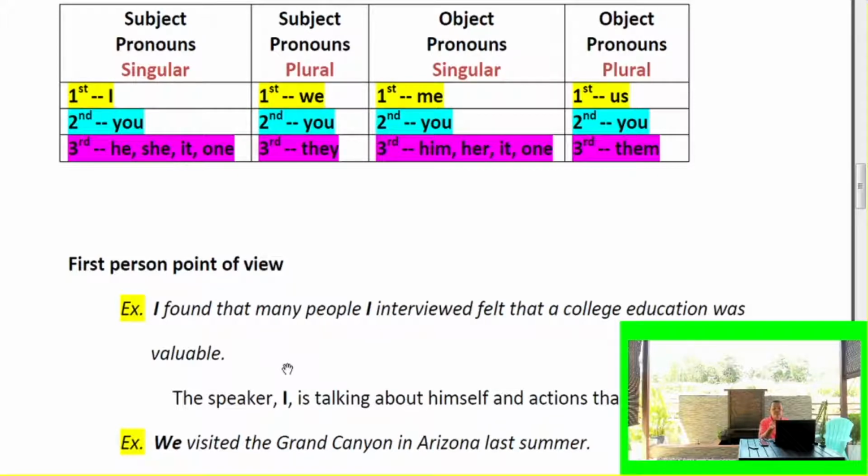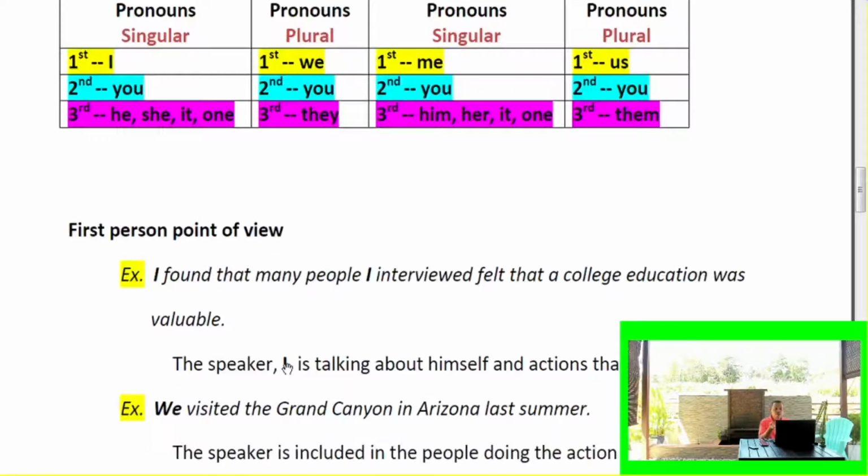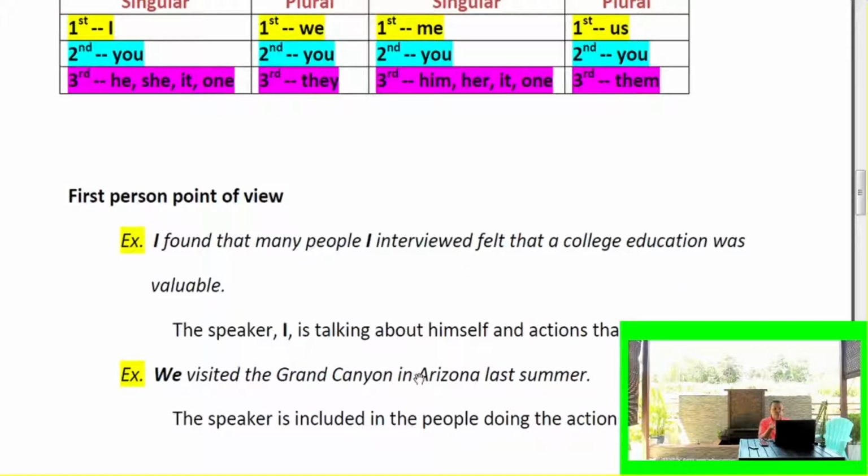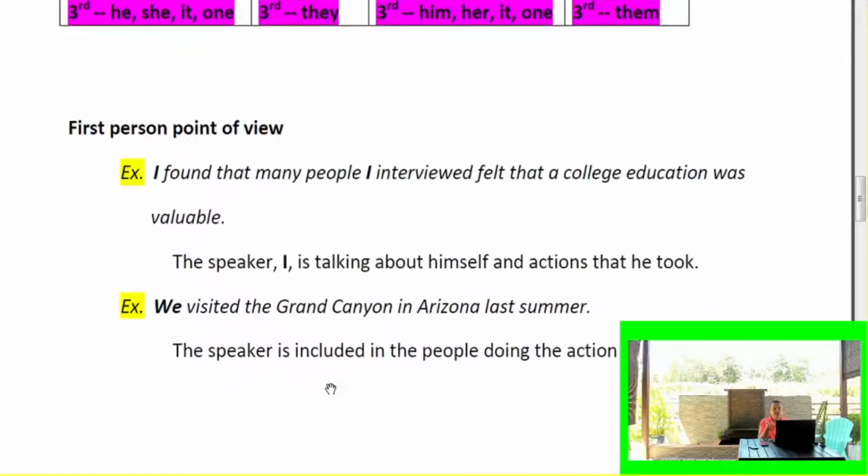Okay, the second example: we visited the Grand Canyon in Arizona last summer. Okay, the speaker is included in the people doing the action, we. So we visited the Grand Canyon in Arizona last summer.